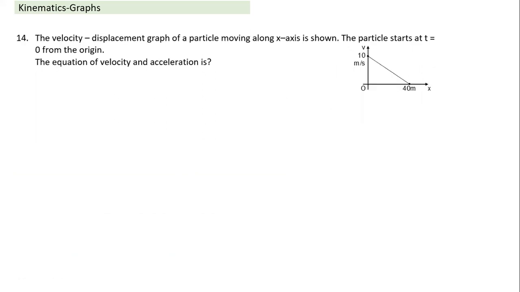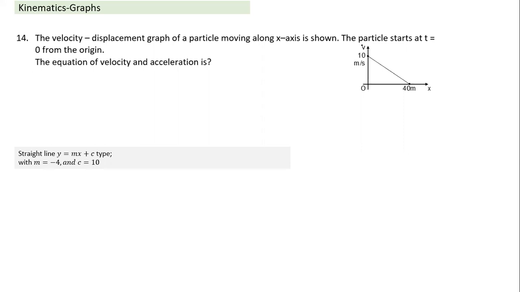Okay. Last question. The velocity-time graph of a particle moving on the x-axis is shown. The particle starts at t equals 0 from the origin. What is the equation of velocity and acceleration? Any graph which is given, if it is a straight line, we should practice writing its equation very quickly. It doesn't matter which quantities they are, because the graph is a straight line, it is simple. It's the y equals mx plus c form.